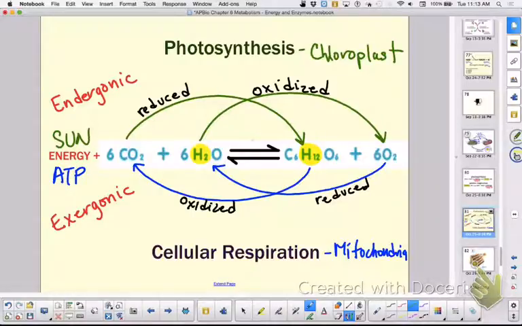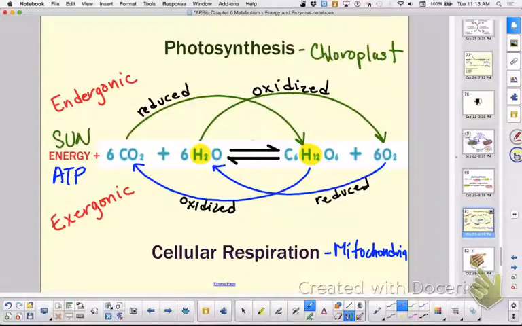All right. Now, oh, I'm not done yet. You might want more. Remember, I talked to you about energy transfer molecules. Yes. Okay. And there's NAD and NADP.